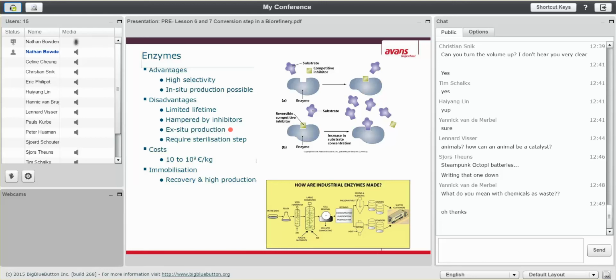like a molecular cage. But it'll also occur in other parts. Remember, an enzyme just speeds up the process. It'll take place in other places without the enzyme or the catalyst. It also requires a sterilization step to make sure you have a pure culture. The costs can range greatly. Some enzymes are very cheap and some enzymes are extremely expensive.